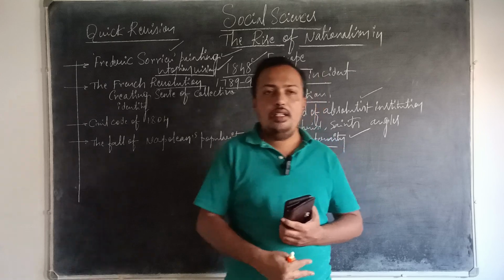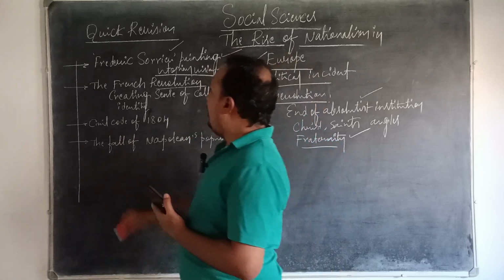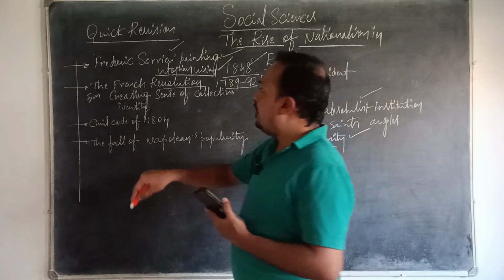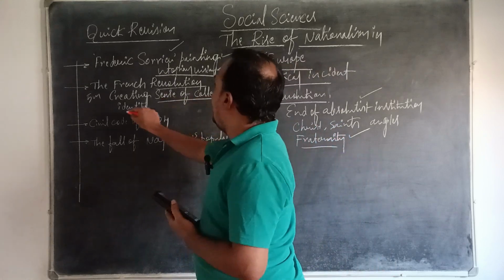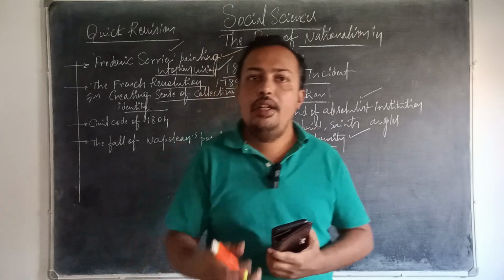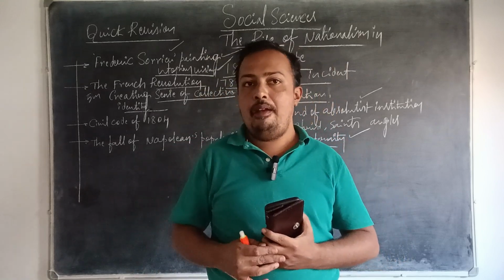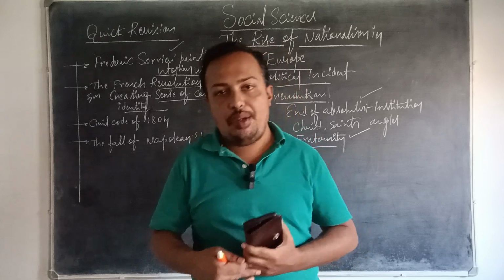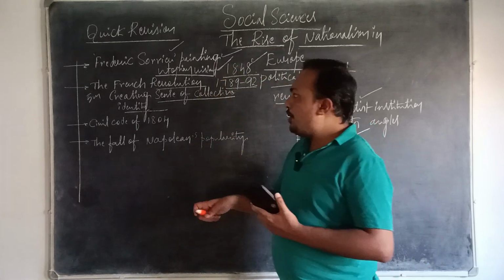Here in the 10th standard, a 5 marks question is expected from the French Revolution section, that is creating a sense of collective identity. How was the sense of collective identity built up during the French Revolution? This question is often asked for 5 marks. So let us take this question.